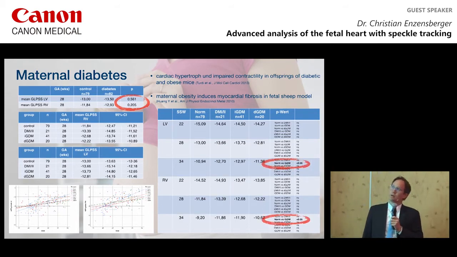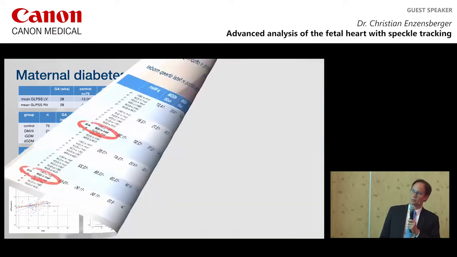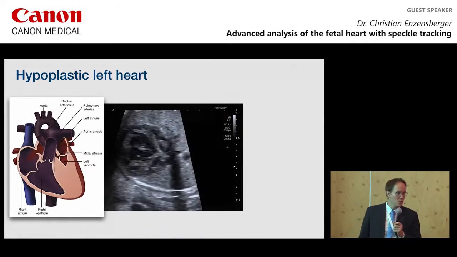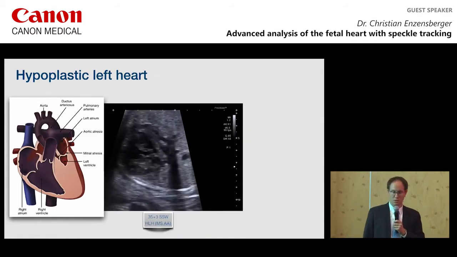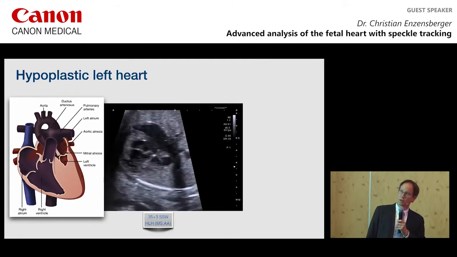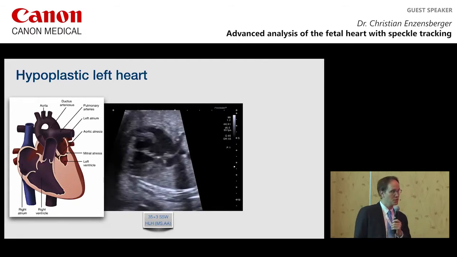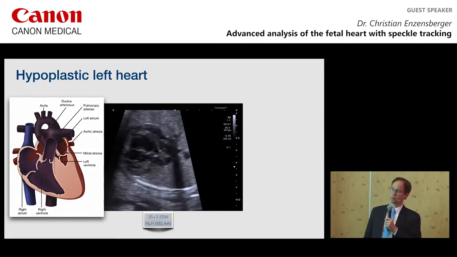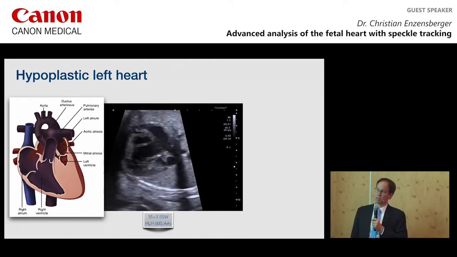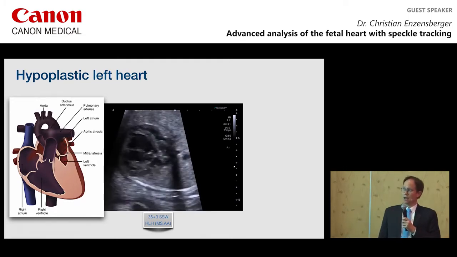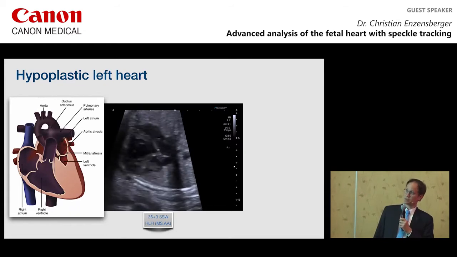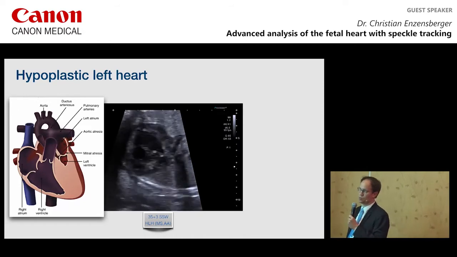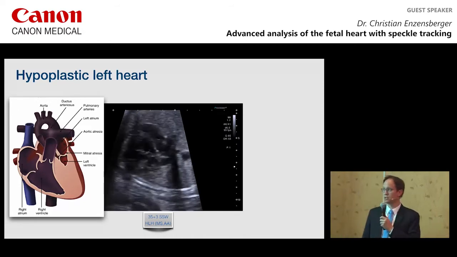Now, coming from maternal diabetes to a cardiac situation, hypoplastic left heart: we know that the outcome of hypoplastic left heart fetuses regarding long-term morbidity and mortality depends quite a lot on right ventricular function, because the right ventricle will become the systemic ventricle postnatally. And here you can see a fetus at 36 weeks of gestation. It's a hypoplastic left heart subgroup, mitral stenosis with aortic atresia.